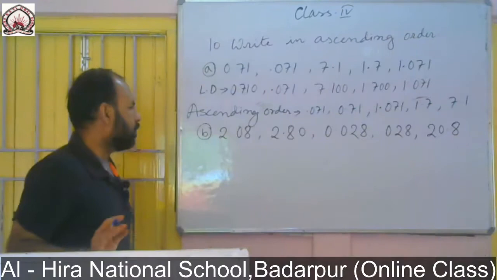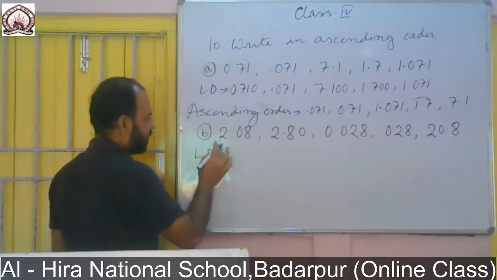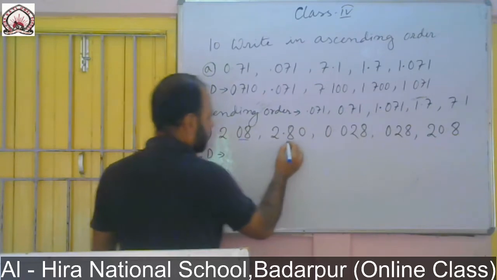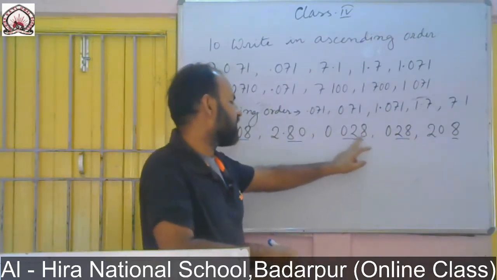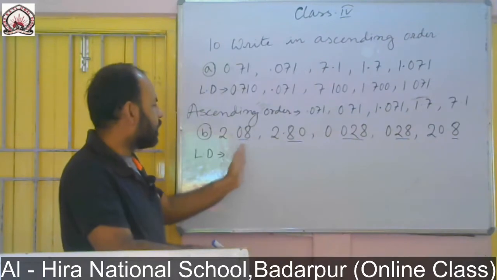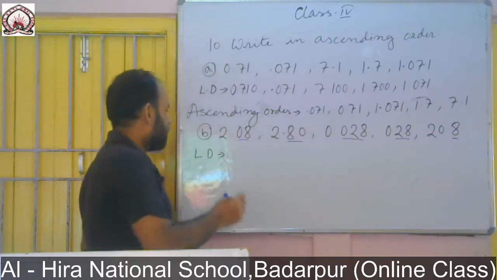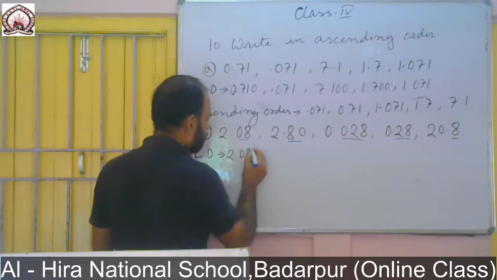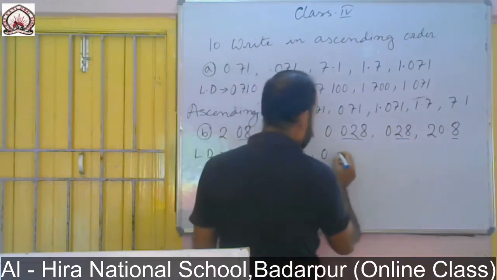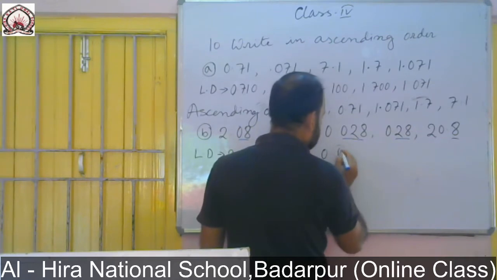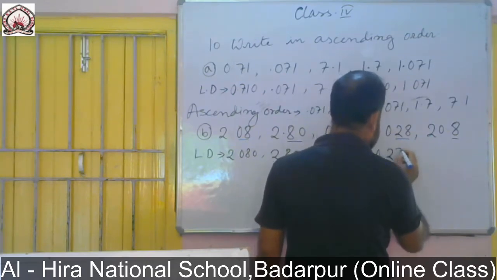So first we make like decimals, LD. I write it short as LD. So here after the decimal: two digits, three digits, two digits, one digit. So the highest is 3 digits after the decimal. So we make all numbers 3 digits after the decimal. So here 2.080, next 2.800, next 0.028, already 3 digits are there, next 0.280.